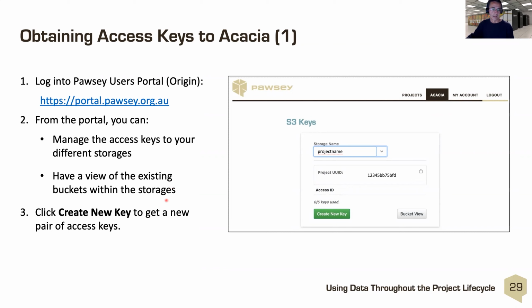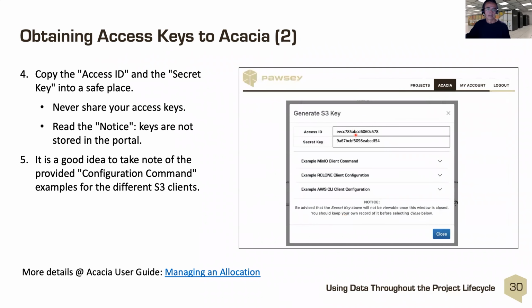So the very first time you will have 0 keys in use and you need to create a new one. Again, as I said, you select which storage you are going to generate those keys for. Then after clicking create new key, the keys are going to be generated. In this case, you will have an access ID key and a secret key.